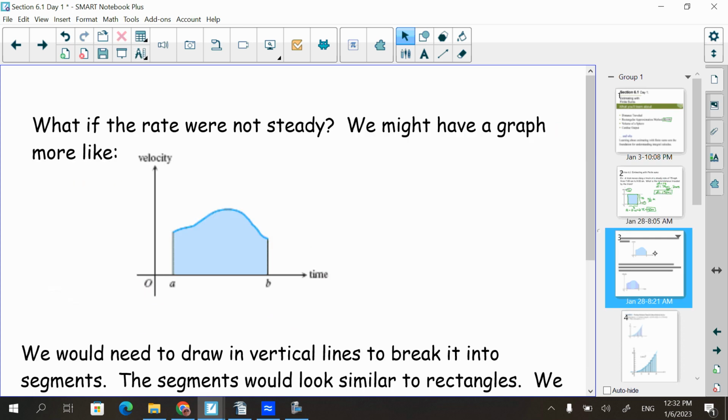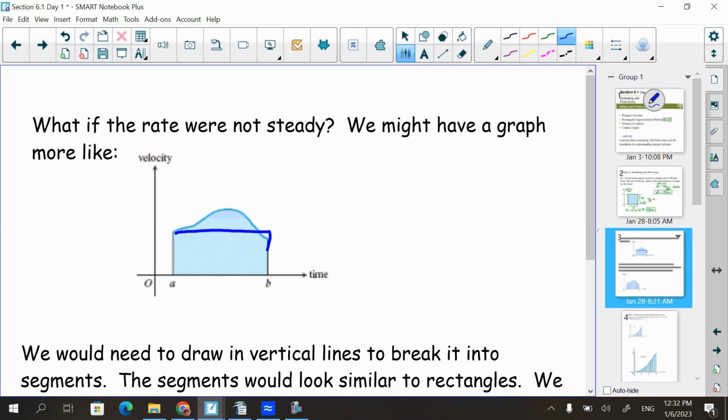Instead, it might be more like this. It speeds up, it slows down. And now I've got to find the area of that. So we need a method. And that's what the rectangular approximation method is. What we want to do is we want to break this thing up into rectangles. Okay? So one thing I could do is this.